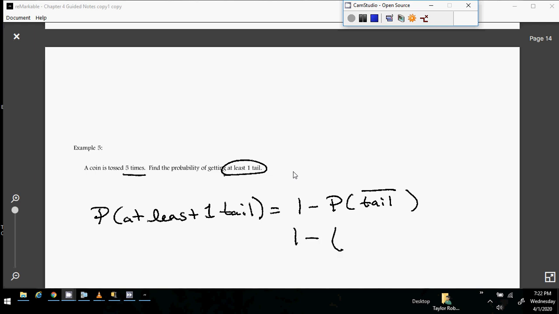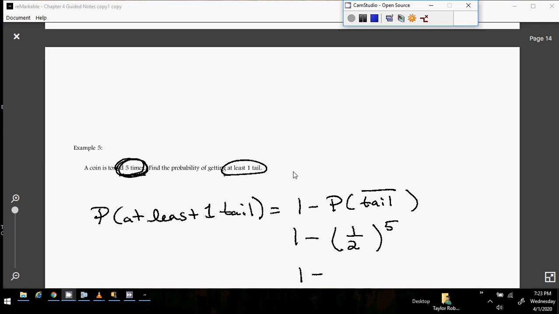So what's the probability of not getting a tail? Well, what's the probability of getting a head? Well, the probability of getting a head on a coin is 1 out of 2. And how many times are we going to do that? Well, that's right here. It's 5 times. So I'm going to do that to the 5th power. Because this would be 1 minus 1 over 32, this would be 31 over 32. That's right. 31 out of 32, at least one tail.